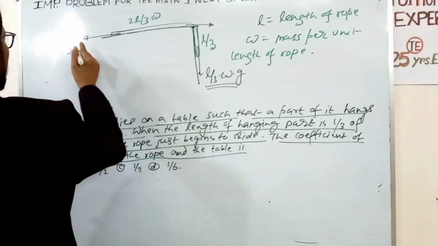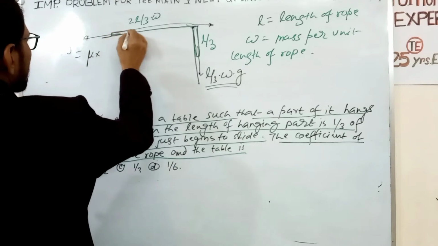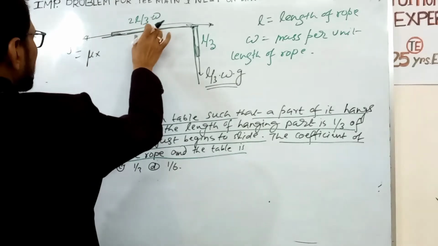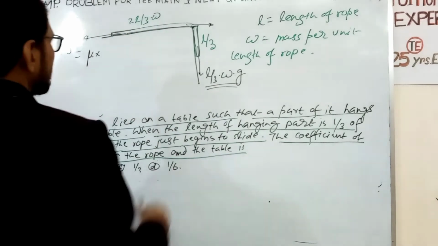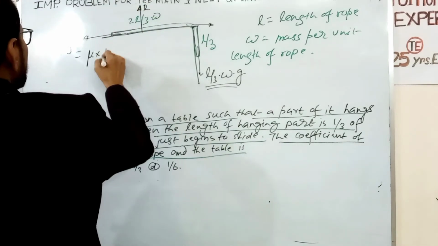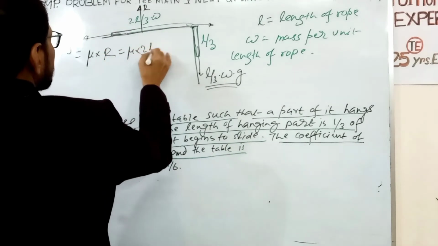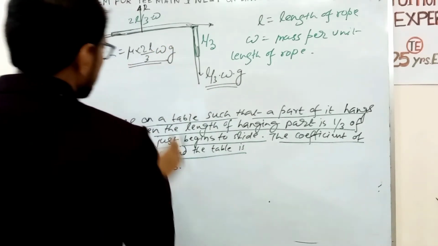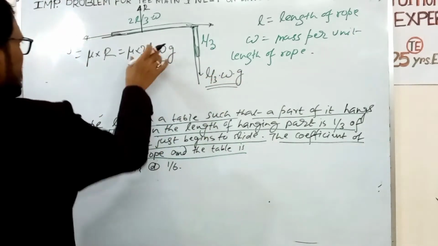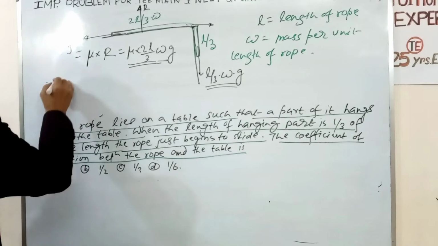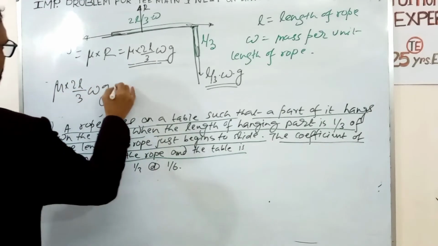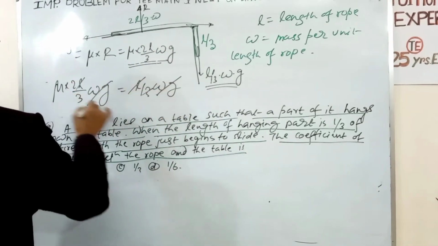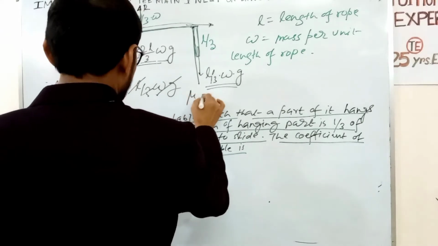So what is the friction force? Friction force equals mu into R. The normal reaction is due to the weight of the part which rests on the table, so R equals 2L by 3 omega g. This friction prevents the slipping of the rope, so it must equal the weight of the hanging part. So mu into 2L by 3 omega g equals L by 3 omega g. Omega g cancels, L cancels, 3 cancels, so mu equals half. This is the answer.